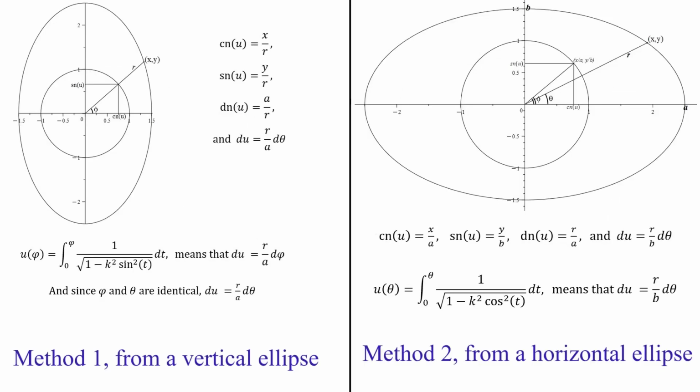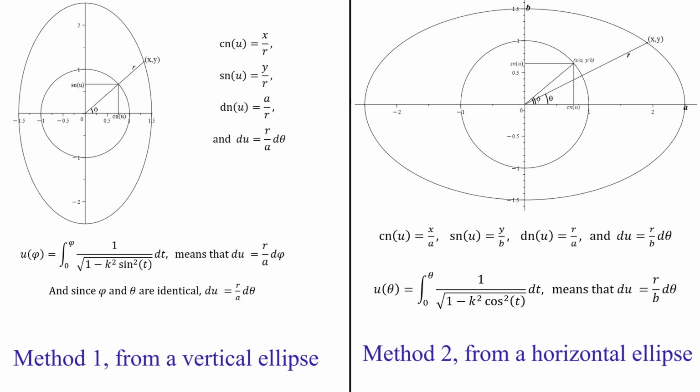So here is a side-by-side comparison of the two methods. One important thing to note with both, du is r divided by the minor axis times d theta, which is r over a for the vertical, and it's r over b for the horizontal. But it's r divided by the minor axis d theta that is du for both cases. Also, theta and phi are the same angle in the vertical ellipse, and I only drew in the phi, but that's also theta. In the horizontal ellipse, the angle theta to the point on the ellipse is different than the angle phi to the point on the unit circle.